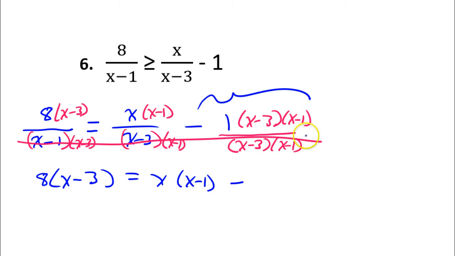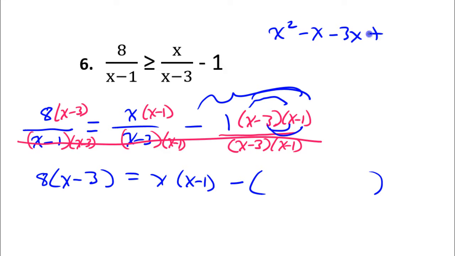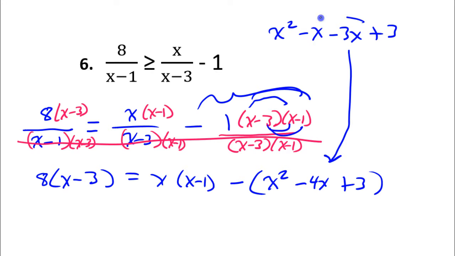This is where the mistakes usually happen because of the minus sign, and I've got this binomial times a binomial. I would highly recommend multiplying this out first. If I double distribute this ahead of time, that's going to give me x squared minus x minus 3x plus 3. So that's going to become x squared minus 4x plus 3. I just combined my like terms to get the negative 4. Notice how I put that in parentheses, though, because I've got this negative sign out there that's going to need to be distributed.